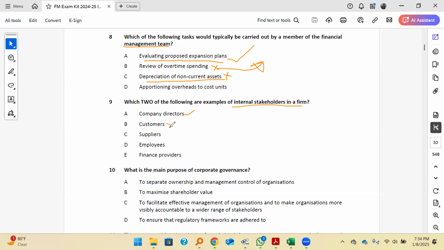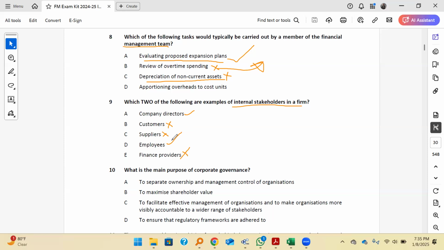Customers are not in the company. Suppliers are not in the company. Employees are in the company. And then these ones, the financial providers, are not. So these two are internal because they are within the company itself, whereas the remaining ones, the customers, suppliers, and financial providers, are all external stakeholders. They are related to the company, but they are not in the company. They are not directly involved in the company.